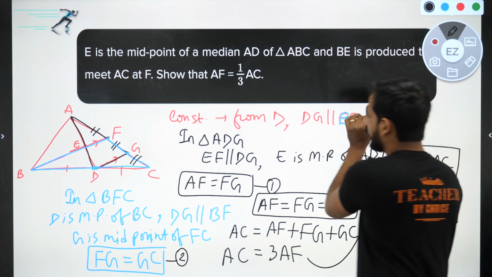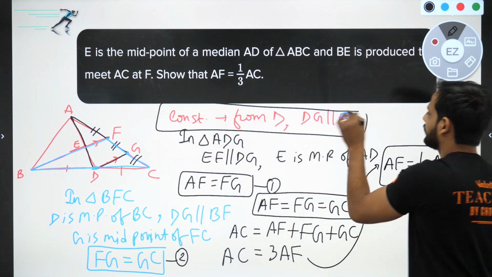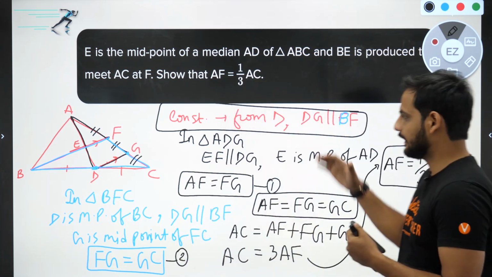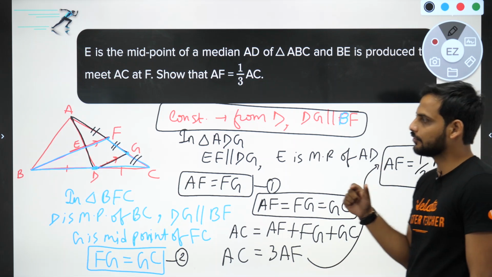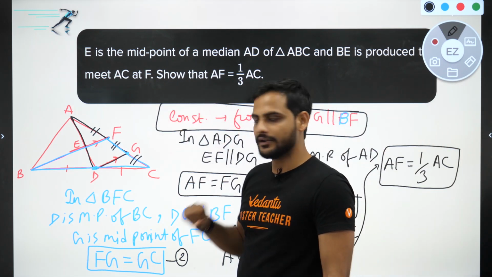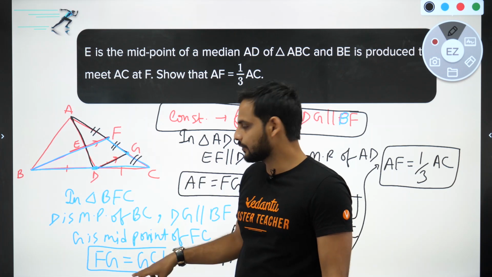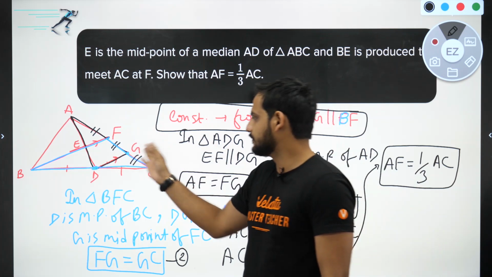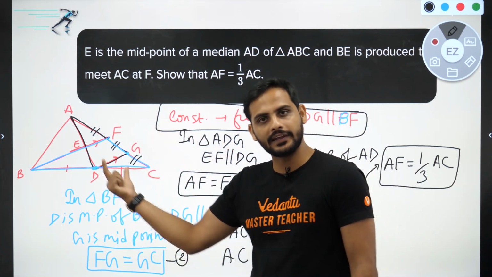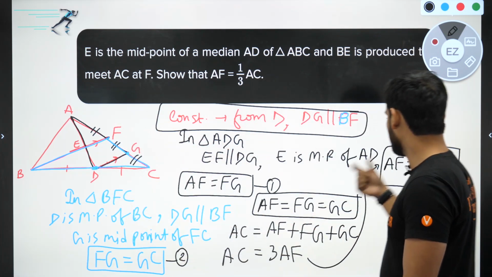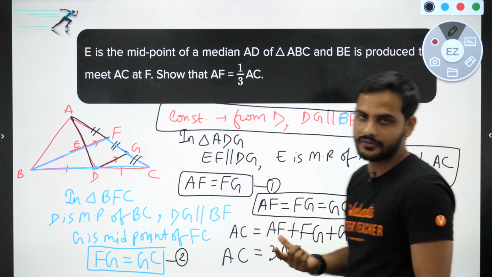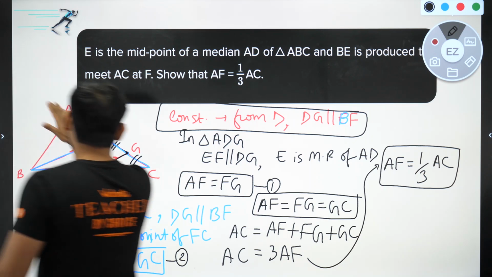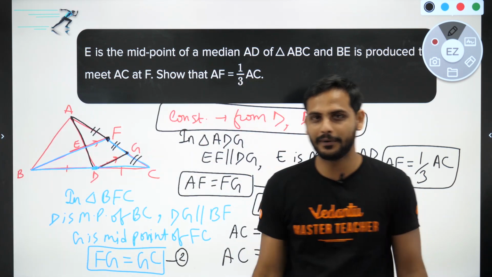So the main part here is the construction which we have done. Directly you will not get the answer, so you have to do this construction and only then you will get two triangles. From there you first prove that AF is equal to FG and then FG is equal to GC. So all three are equal, AC is equal to AF plus FG plus GC, so AF plus AF plus AF, that means AF is equal to 1 by 3 times of AC. Understood? So F and G are dividing AC into 3 equal parts.